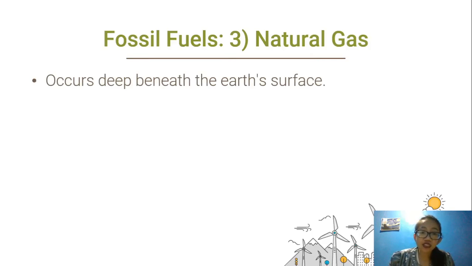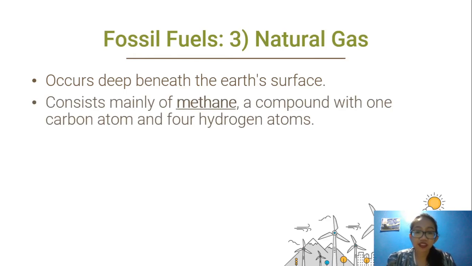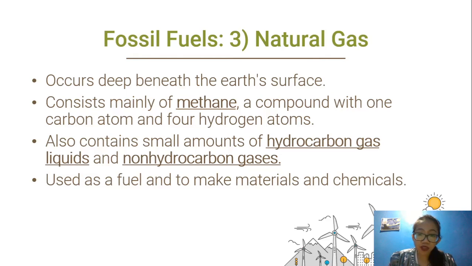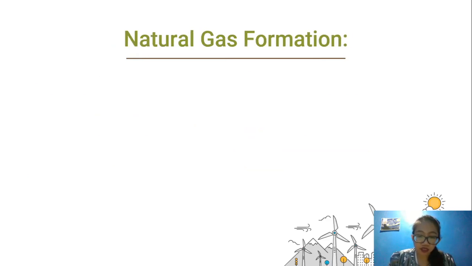Okay, next, natural gas. As I have mentioned in the earlier slides, they form side by side with petroleum and coal because they are a byproduct. Because the decomposing organisms are subjected to so much heat and pressure, the methane actually becomes the byproduct. It consists mainly of methane, a compound with 1 carbon atom and 4 hydrogen atoms. Okay, so they exist with your liquids and gases.